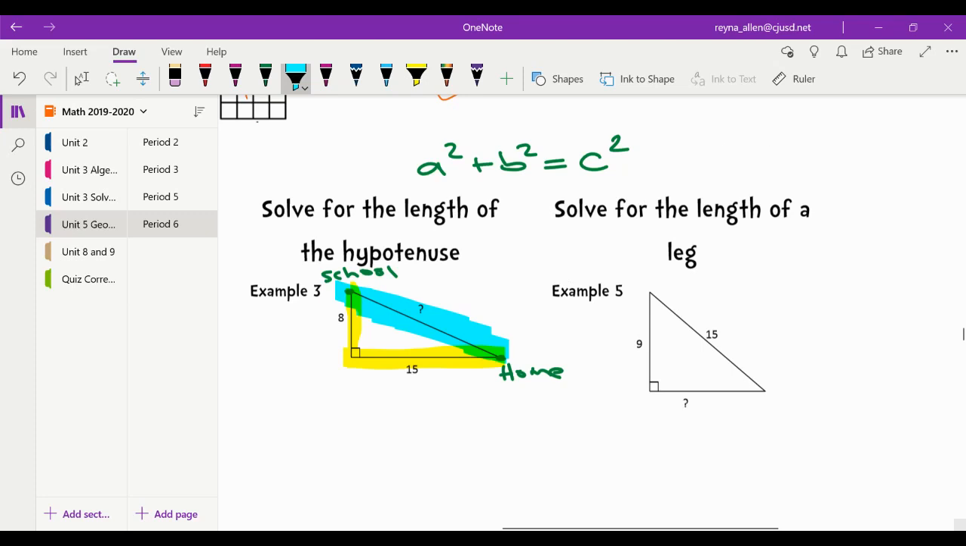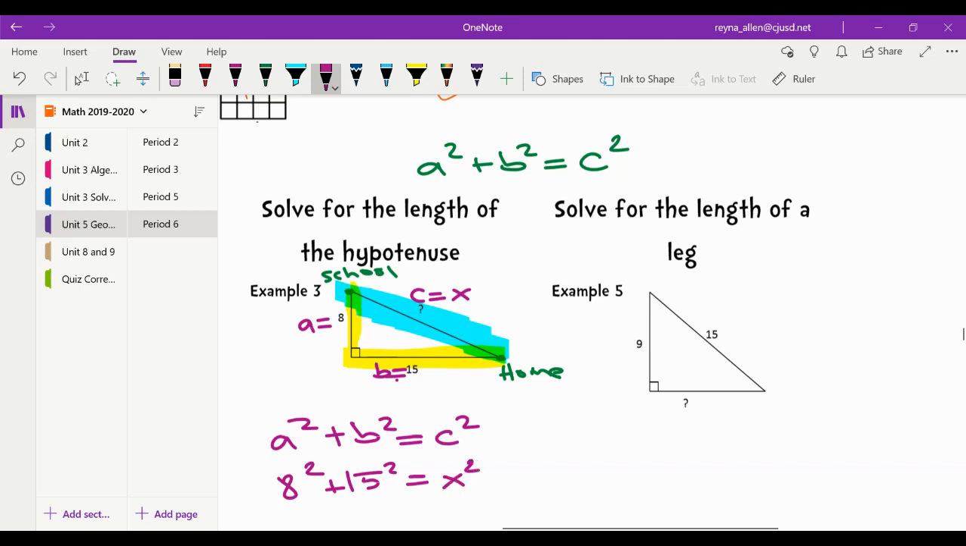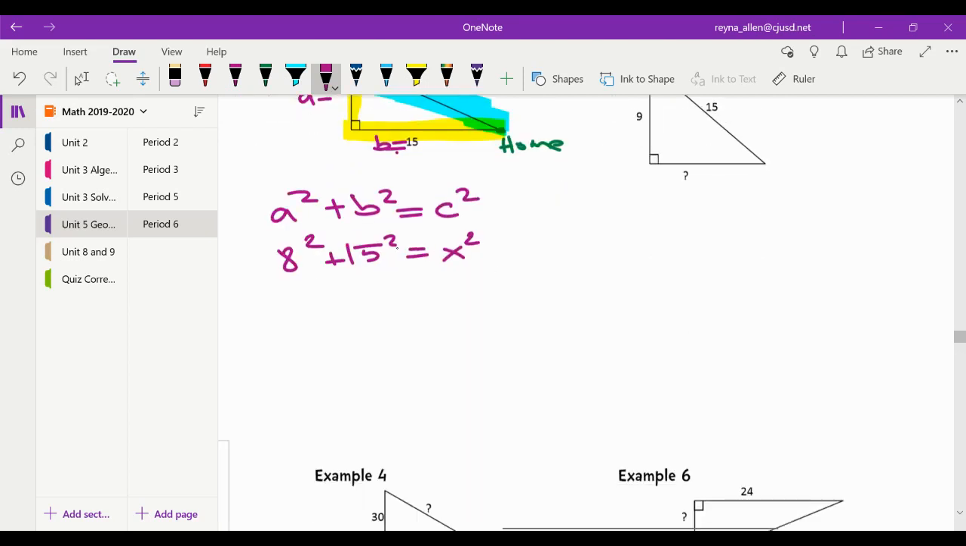Well, let's figure this out. We're going to check. We have a side length of 8, so that is our A. We have a side length of 15, that is our B. And then we are missing our C, so we can say that's our X. So we get A squared plus B squared equals C squared. So we're going to take 8 squared plus 15 squared equals X squared. We do not know how long that length is through the park. Okay.